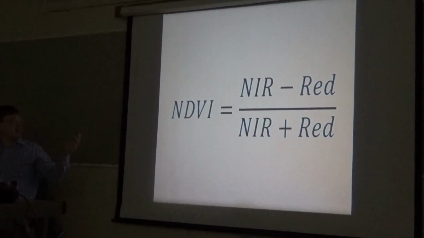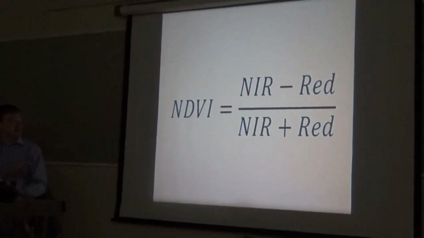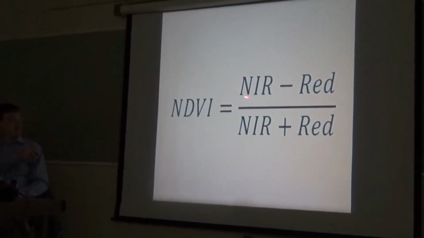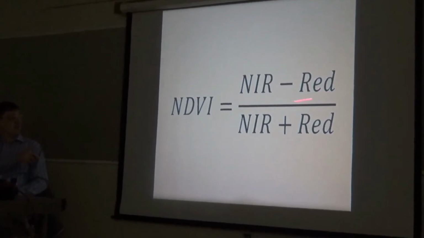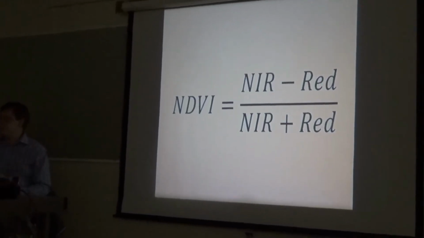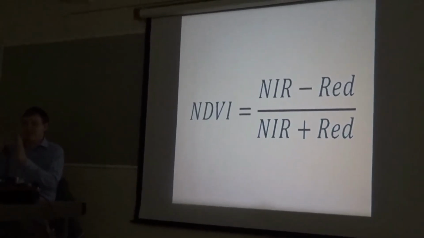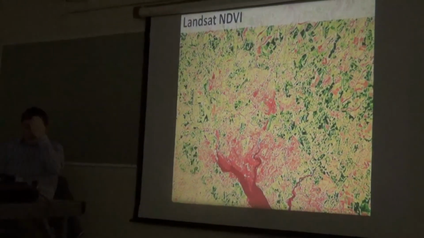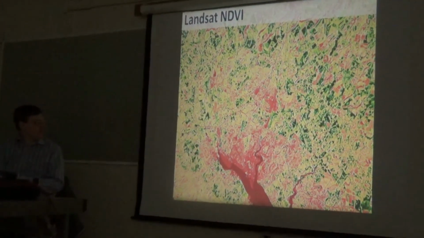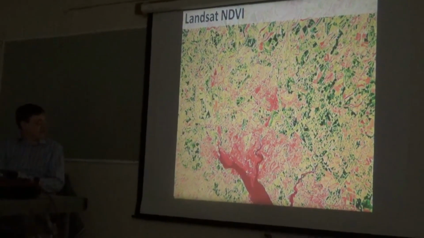And it's a really simple mathematical formula. You just take the value for a particular pixel in the near-infrared, subtract the red value, and then divide by the near-infrared plus the red value. Very, very simple. It's just a simple way of doing a mathematical comparison between red and near-infrared. And you get an output that looks a bit like this. So this is an NDVI image for this area.